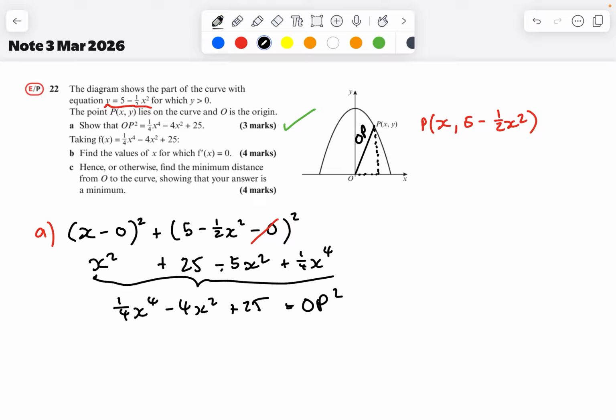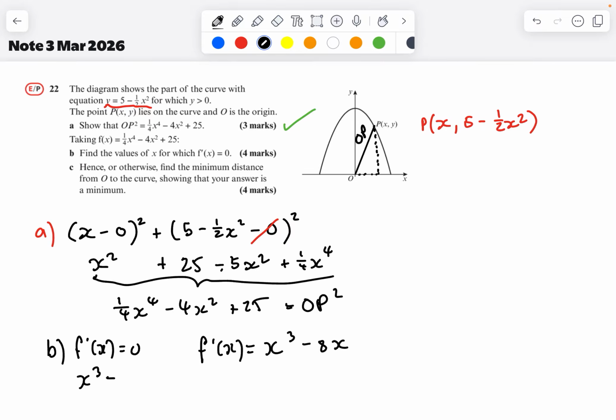Now it says find the values of x for which f dash of x, our derivative, is equal to 0. Okay, so we know how to do that. I'm going to work out my derivative. So my gradient function, the derivative of f of x, is going to be 4 times 1/4, so that's 1x to the power of 3, minus 2 times 4x, which gives me 8x. And remember, when we differentiate the constant 25, that's just 0. So my derivative is that. Now I want that to be 0.